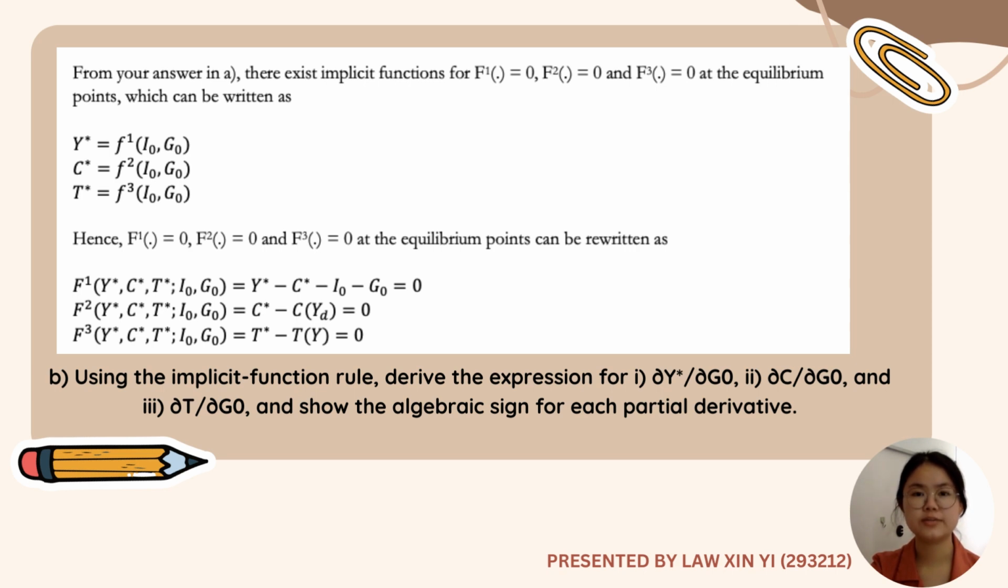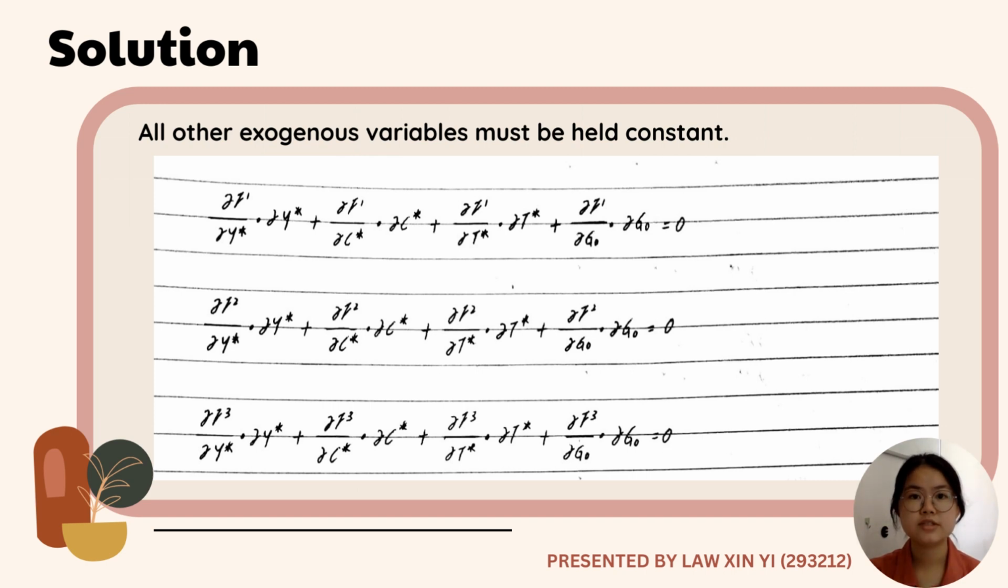and show the algebraic sign for each partial derivative. To totally differentiate the equations: f1(y*, c*, t*, I, g) = y* - c* - I - g = 0, f2(y*, c*, t*, I, g) = c* - c_yd = 0, and f3(y*, c*, t*, I, g) = t* - t_y = 0.